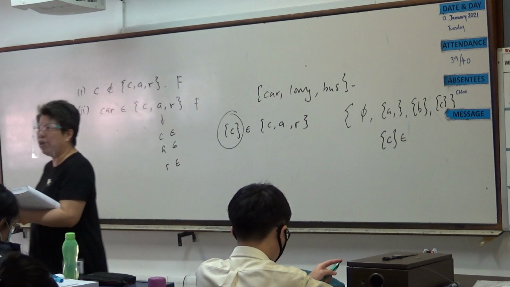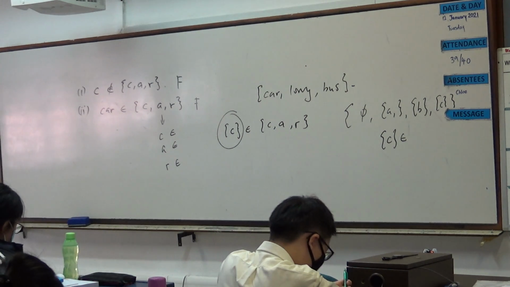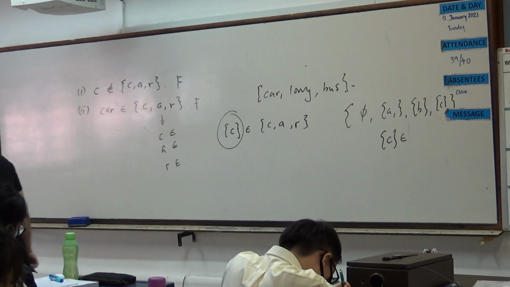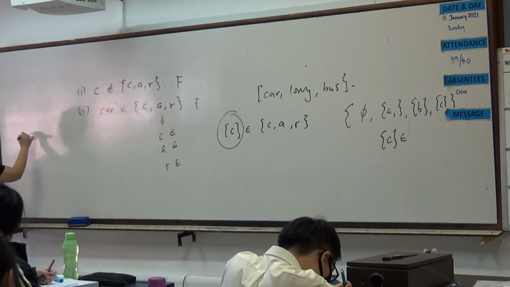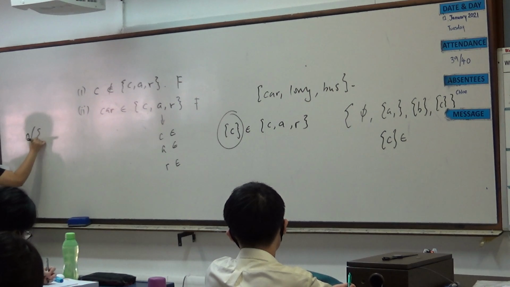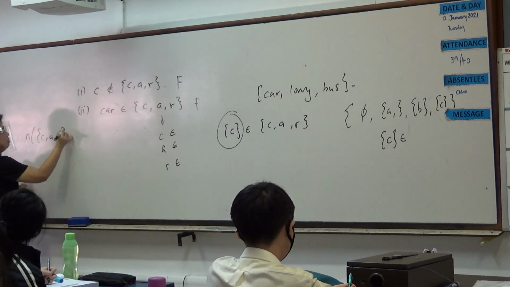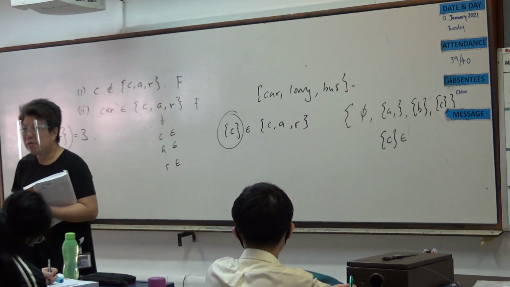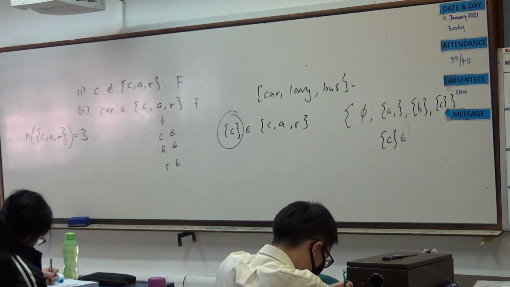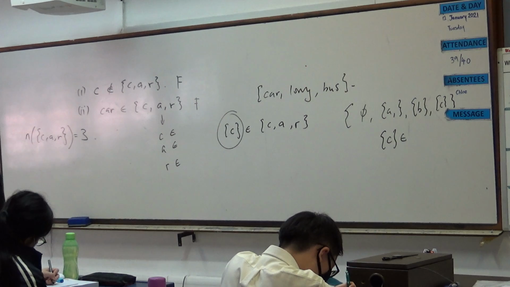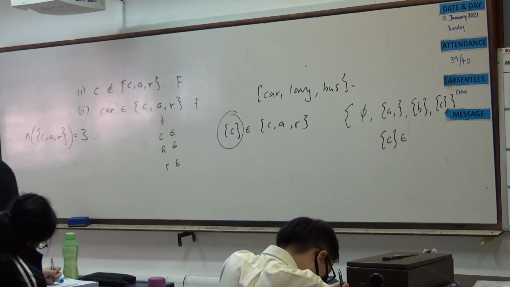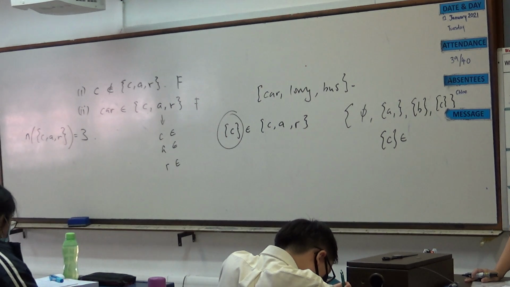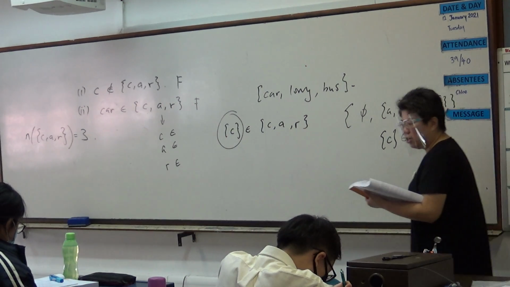CAR is equal to 3. This is absolute nonsense. They are not equal. Can you see? Okay, what can we say? The number of elements in CAR is 3, right? This one is correct, right? Correct. So the answer should be false, false, false, false. Everything is false. Okay? Now, next, question 11.